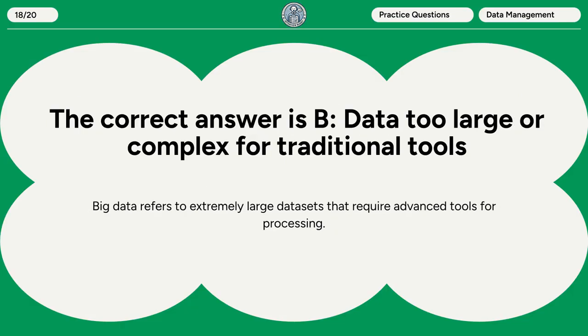The correct answer is B. Data too large or complex for traditional tools. Big data refers to extremely large datasets that require advanced tools for processing.